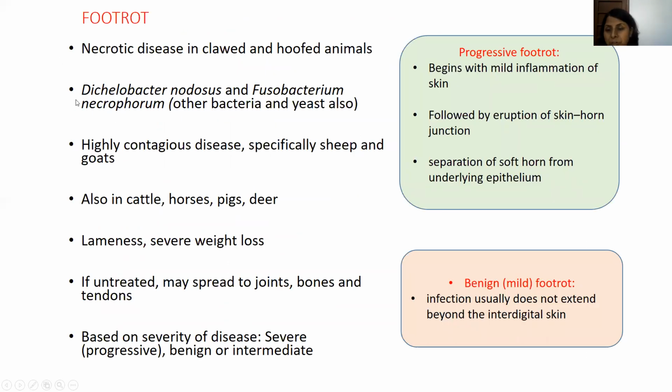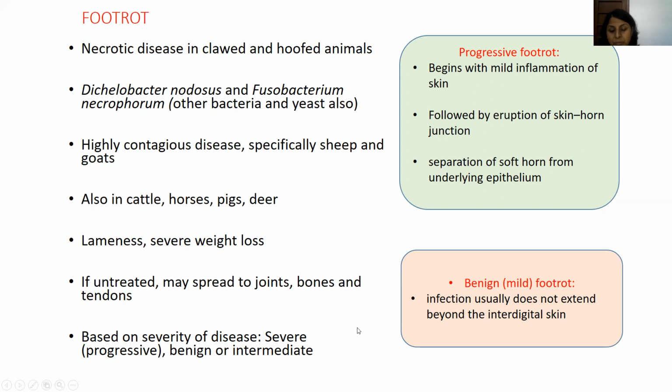This produces the foot rot conditions, and this may be progressive foot rot and a benign, mild type of foot rot, and these are present in the clawed and hoofed animals, and along with Fusobacterium, Dichelobacter nodosus and some other bacteria and yeast are also responsible for the foot rot. And this is a highly contagious disease, especially in sheep and goats, and also in cattle, horses, pigs, and deer. They cause lameness, severe weight loss, and if untreated, they may spread to the joints, bones, and tendons.